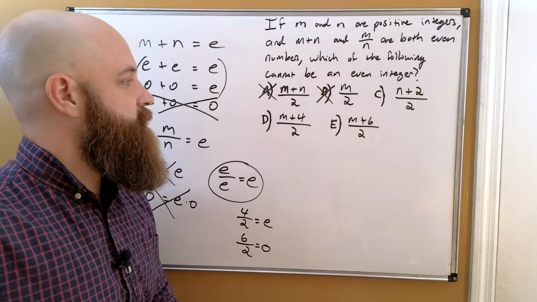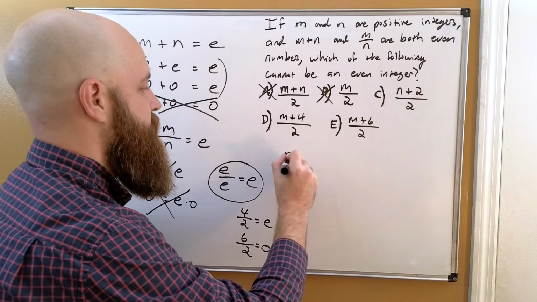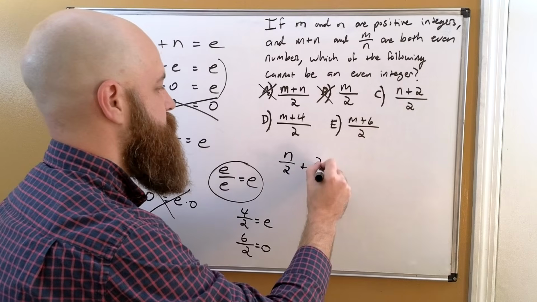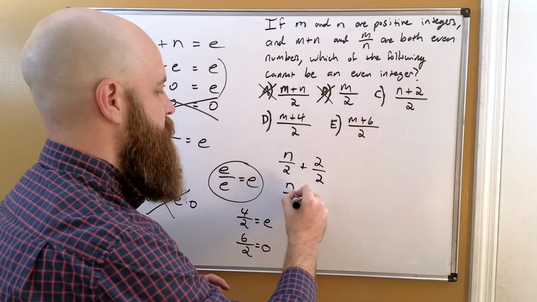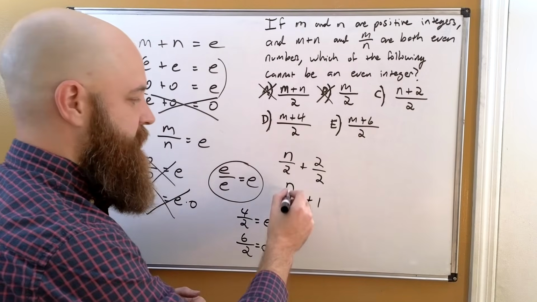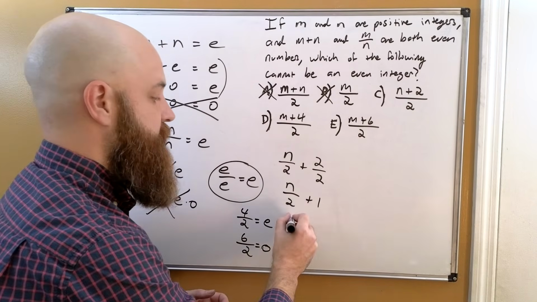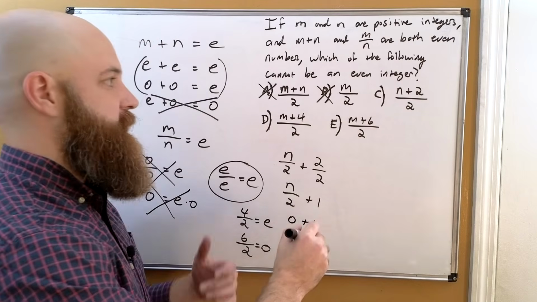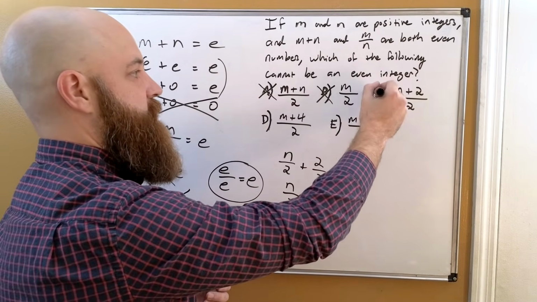Okay, with C, let's analyze this in a similar way that we did A. Let's split (n plus 2) over 2 up. N over 2 plus 2 over 2. Okay, so n over 2 plus 1. Could this be even? Well, again, an even over 2 could give an odd, and an odd plus an odd would give an even. So there's a circumstance where C is even.